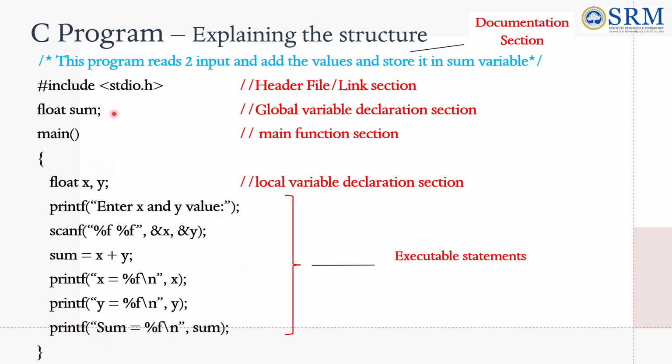We can also declare variables outside a function. They are called global variables and this declaration is called global declaration. Here you could see sum is declared above the main function. It is declared outside the main function. So sum is called a global variable and this section is called the global variable declaration section. You could see this global variable declaration section is situated above the main function.